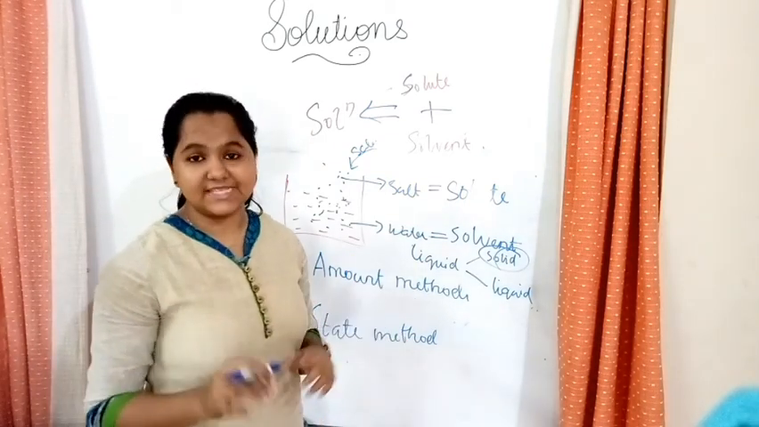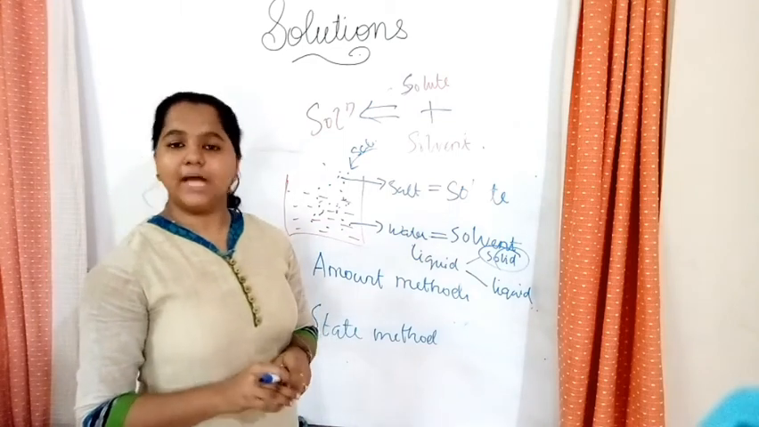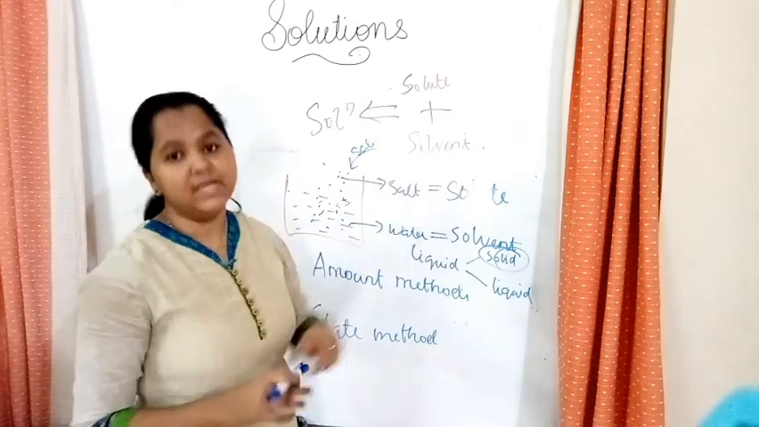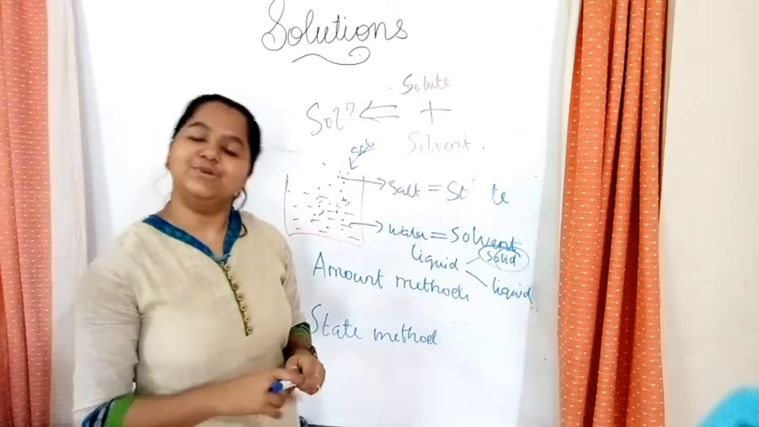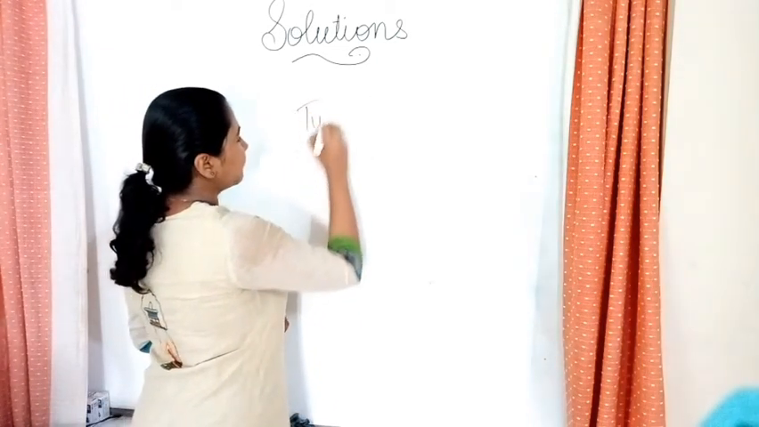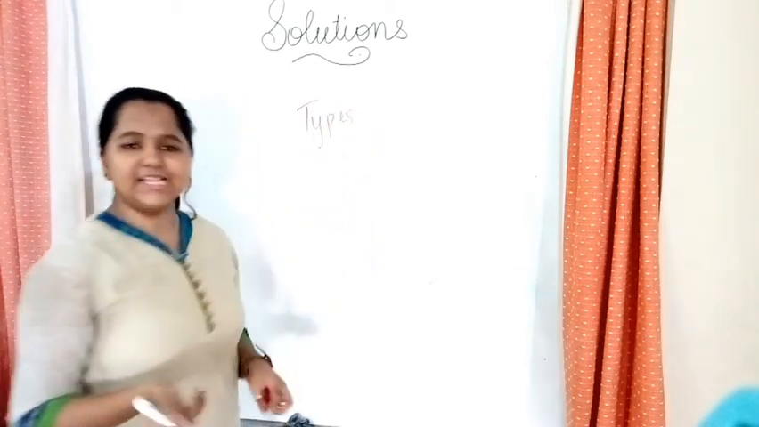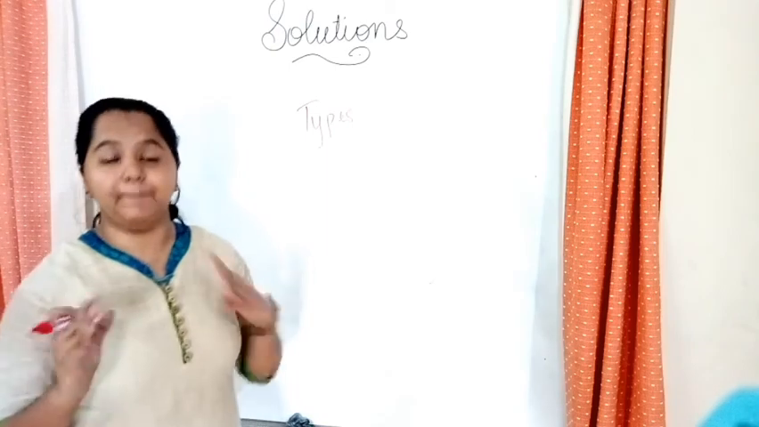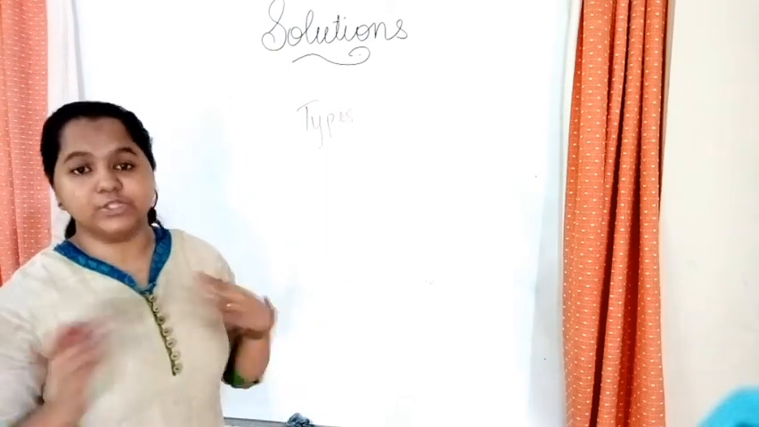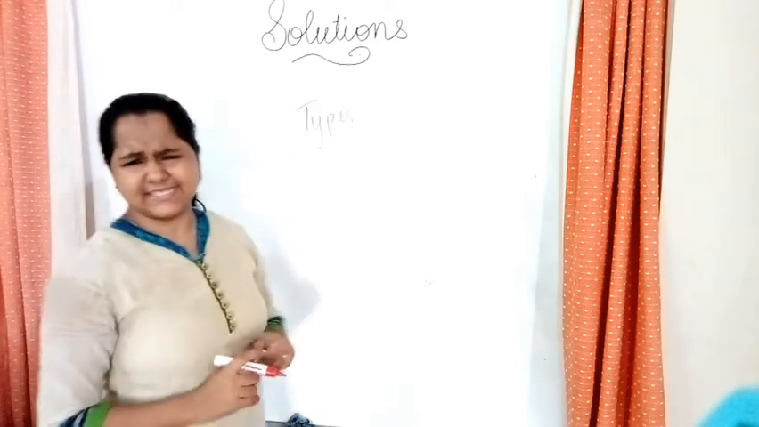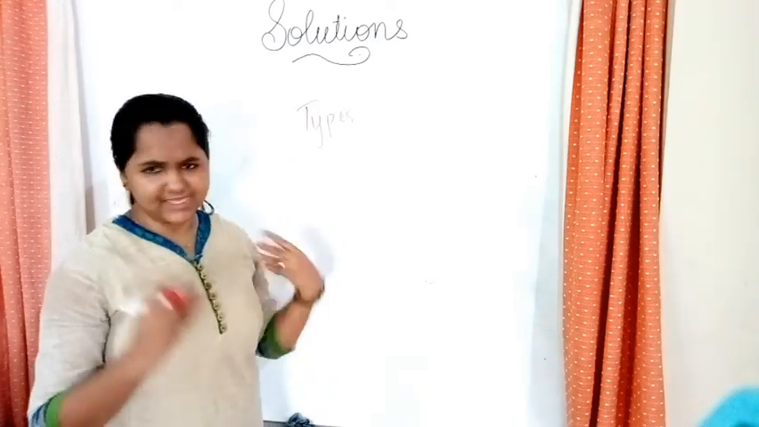So now we have to discuss the types of solutions. The types of solutions are based on these two components, the solute and solvent, and the difference between them. So let's see what the different types of solutions are. We know that there are three states: solid, liquids and gases. As I told you, the different states of the components decide the different types. So first let's discuss gases, then go to liquids and then solids.